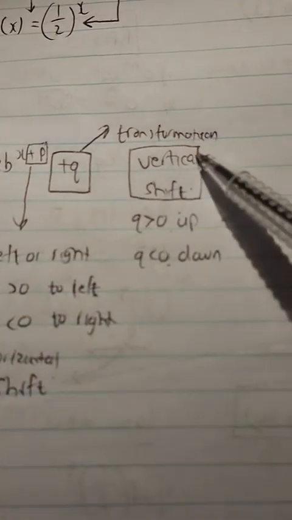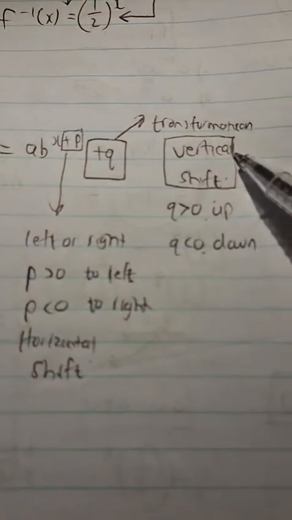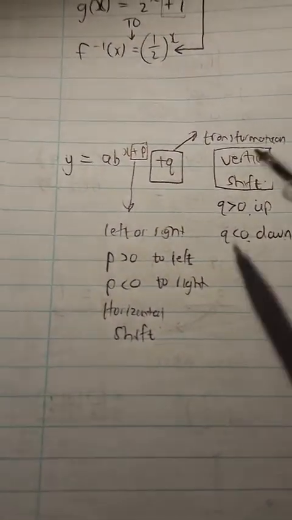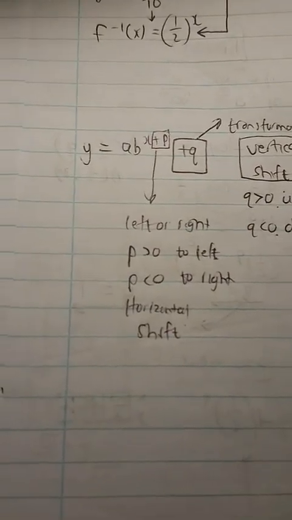The P parameter affects transformation horizontally. P greater than 0, to the left. P less than 0, to the right. The Q value has to do with the vertical shift or translation. Q greater than 0, up. Q less than 0, down. Guys, this applies to all the functions.